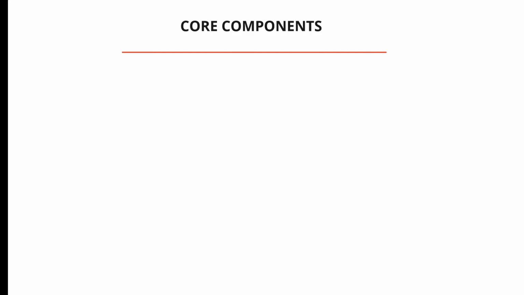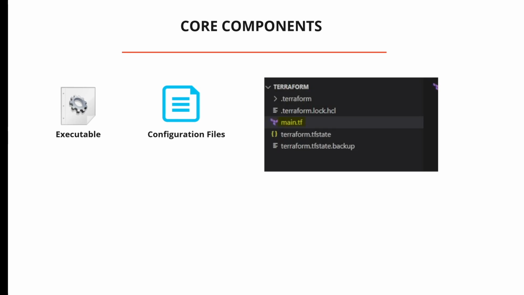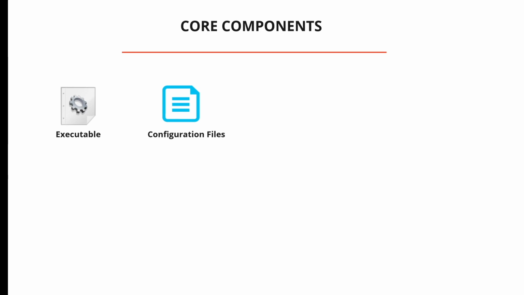Let's talk about the core components. The first core component is its executable, which is a single binary file that you invoke when you run Terraform. You have to make sure that the Terraform binaries are available in your path, which we'll see in a bit. The second important core component is its configuration file. That is, the configuration you are going to deploy will be contained in one or more Terraform files, which typically have a .tf extension. When Terraform sees one or more Terraform files in a directory, it will take those files and stitch them together into a configuration.